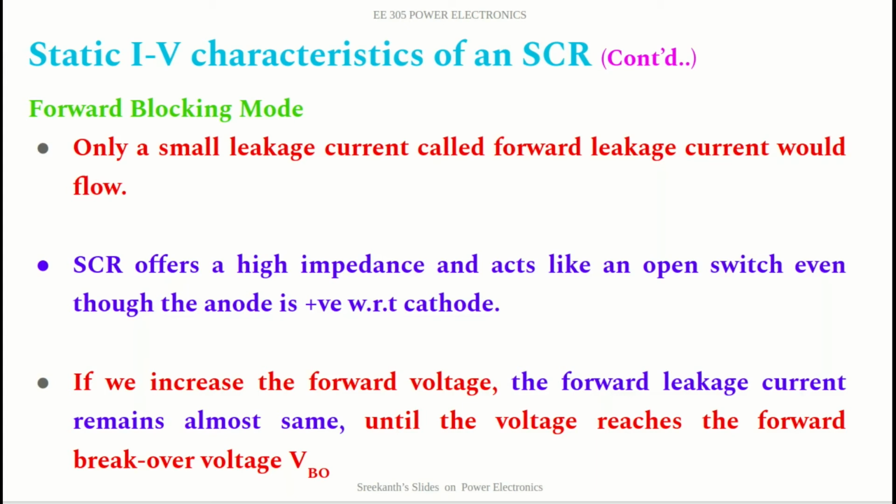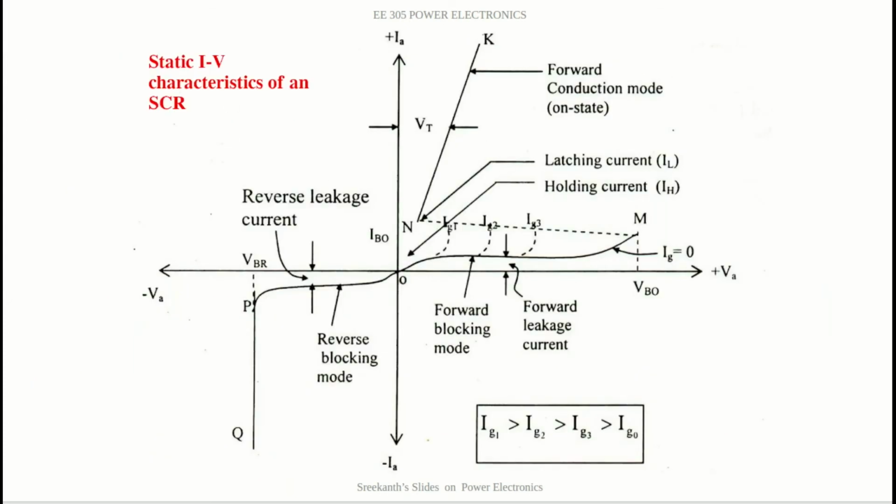If you look at the diagram, you can see that this is the section that you are saying. You can see that you are increasing the VA value, that is, you are increasing the potential across the anode, and even then the current that is existing, this is the current, the y-axis value, is a small current known as forward leakage current, and that is almost constant until a particular voltage known as VBO.